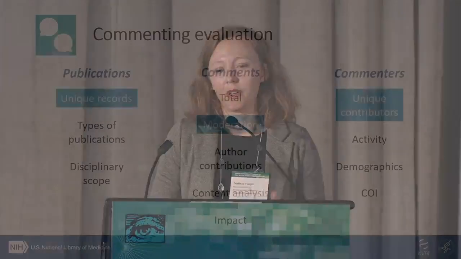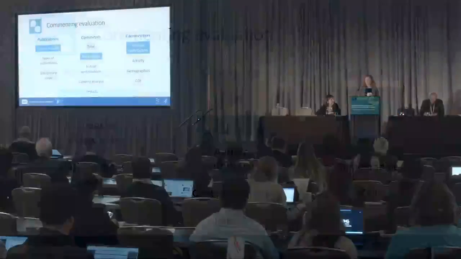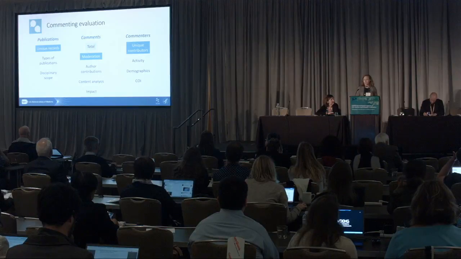In particular, we think that there are 3 additional factors to consider. One of those is moderation, so the number of comments that are being removed from post-publication commenting, as well as things like the unique number of records that are getting comments, as well as the unique number of contributors. And of course, what I've just shown you during my presentation is that you can't rely on the number of accounts that are commenting to give you that information, as some of these may be coming from multiple authors.